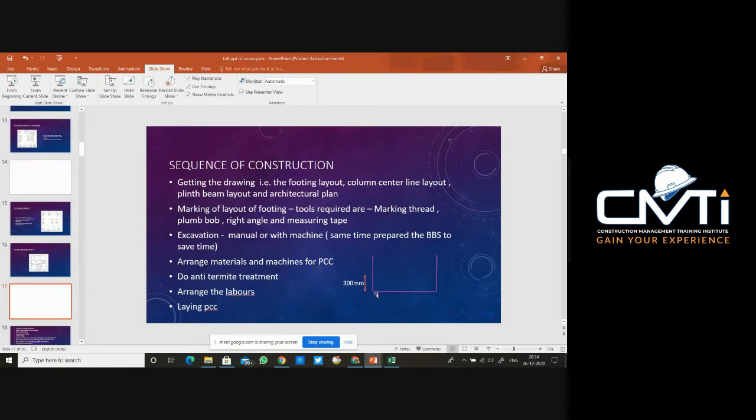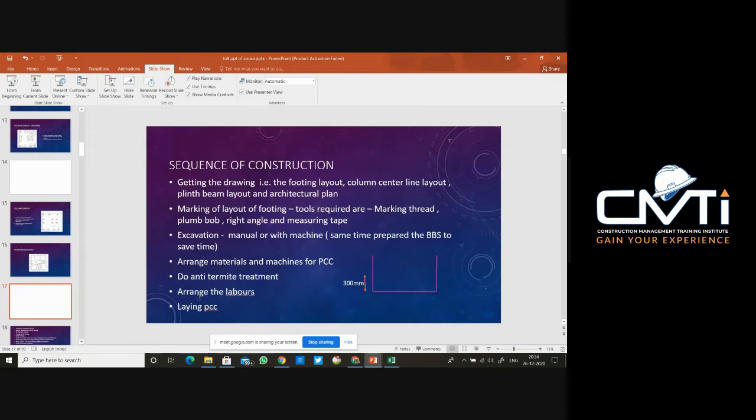Anti-termite treatment I would show in my later slides, but you have to do the anti-termite treatment at the base of the excavation, and immediately you have to do the PCC work. Because this anti-termite chemical, whichever is used, is highly volatile and it would escape within 30 minutes. So you have to do the PCC work within 30 minutes.